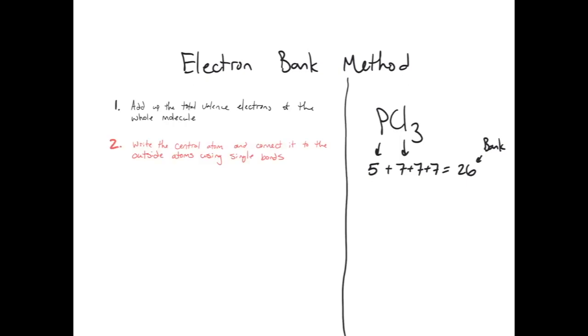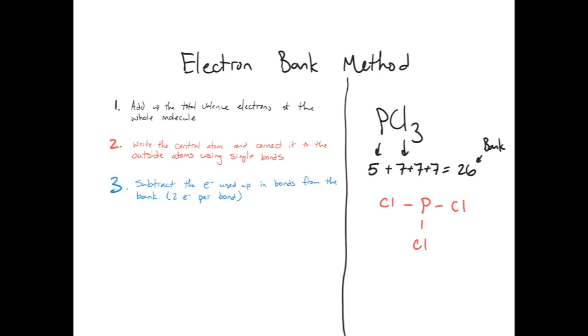Step 2 says write the central atom out and connect it to the outside atoms using a single bond. In the molecule, the central atom is going to be the one you have the least amount of. So in this case, phosphorus is only 1, and chlorine is 3, so phosphorus will go in the middle. Now I did step 2 in red and matched it to the red writing so that you can easily see what the steps are and what part that translates to over here on the right hand side of the line.